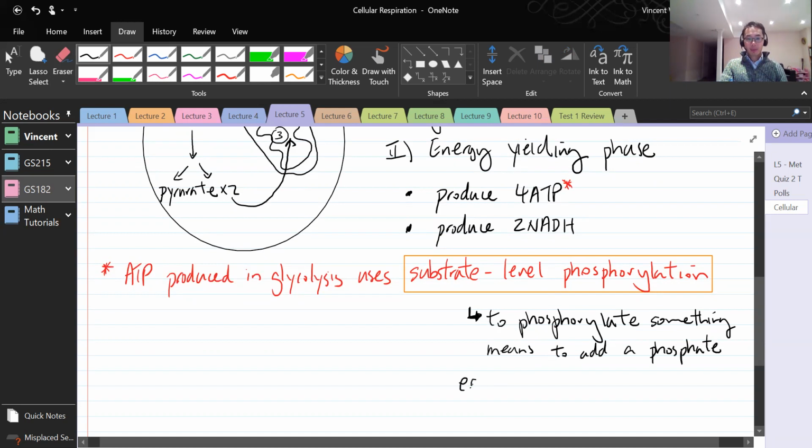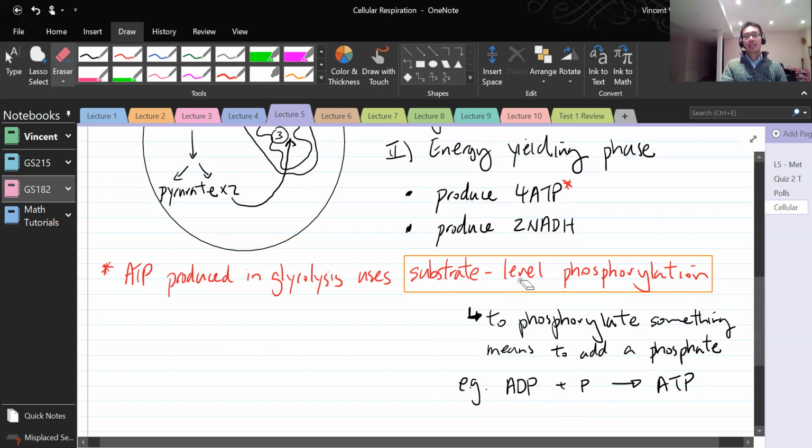Okay, so for example, ADP plus P becomes ATP. In this example, we are phosphorylating ADP to make ATP. So that's generally how you make ATP, right? You phosphorylate ADP, you add a P to ADP. The question is, how are you phosphorylating it? There are two types of phosphorylation in the context of what we're talking about. It could be a substrate level phosphorylation, or the other type would be oxidative phosphorylation.